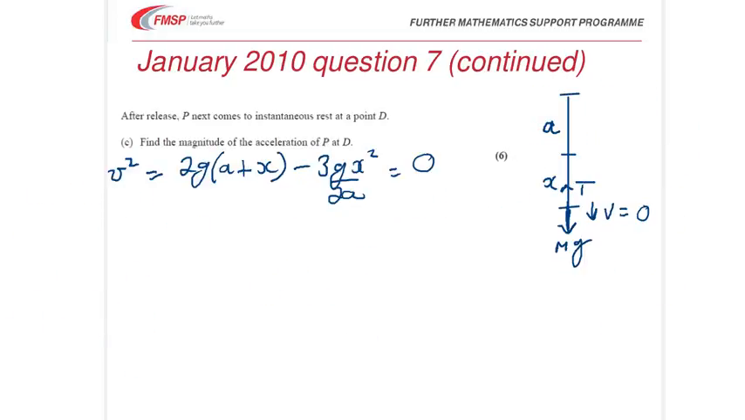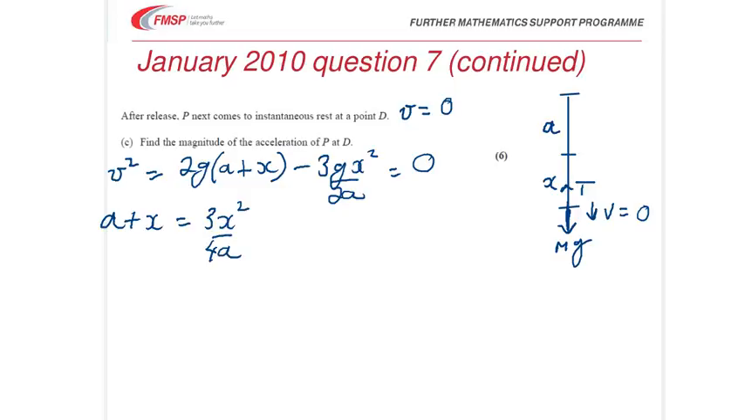The magnitude of the acceleration when it comes to instantaneous rest. Well, this isn't as bad as it looks. It's 6 marks, so it's quite generous. If it comes to instantaneous rest, v is 0. So putting v equal to 0, this is the expression for v from the first part of the question. Let's put it equal to 0. What happens when you put that equal to 0? You'll get a plus x equals 3x squared over 4a.